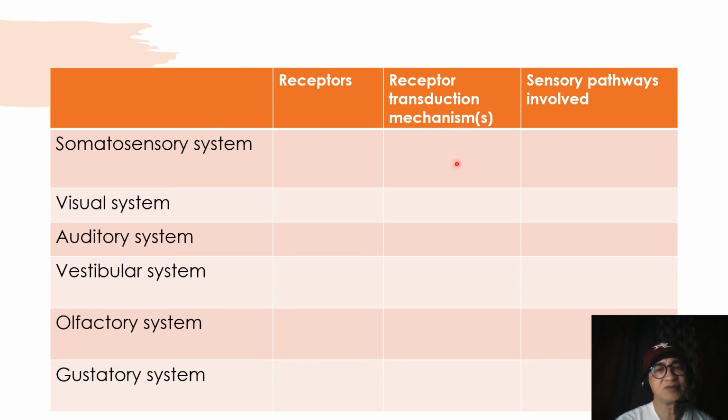This is a sample table by which you can tabulate the specific sensory systems according to their receptors, the names of their receptor cells, the receptor transduction mechanisms involved, and the sensory pathways involved. As I said, if the discussion and presentation of the sensory pathways or receptor transduction mechanisms is lengthy, you can use entire pages or half of the page for a particular specific sensory system.